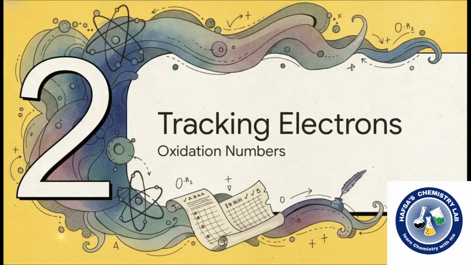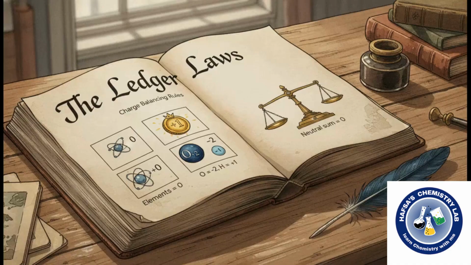Okay, let's move on to section 2, tracking electrons with oxidation numbers. Just as financial accountants rely on standardized rules to balance complex corporate books, chemists use very strict ledger laws to assign precise oxidation states. Let's walk through these. Elements just hanging out in their uncombined free elemental state, like diatomic oxygen gas or a solid block of pure iron, get a baseline oxidation number of 0.